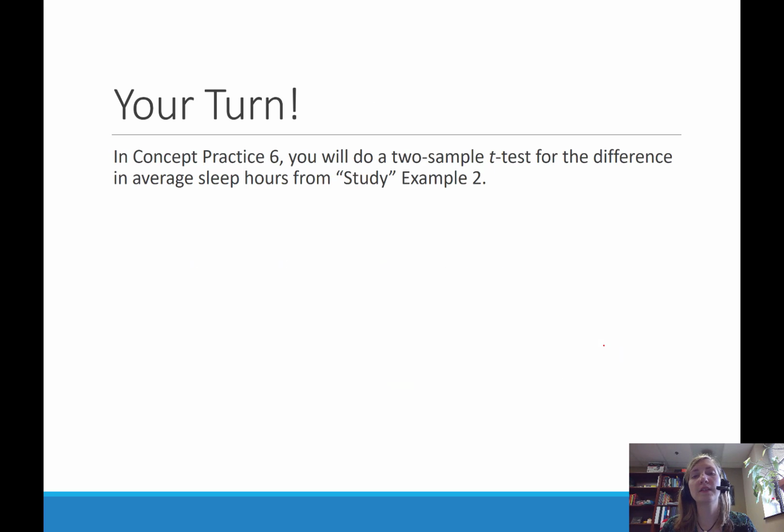In Concept Practice 6, you will do a two-sample t-test for the difference in average sleep hours from this example.